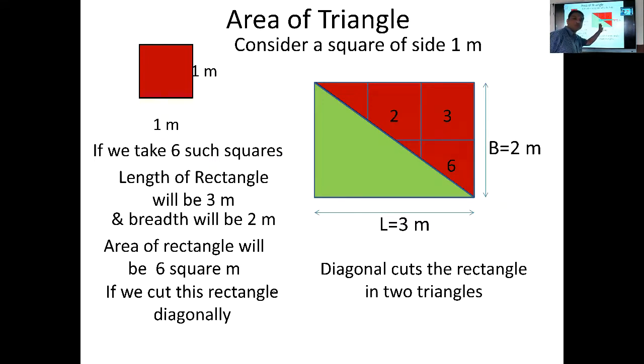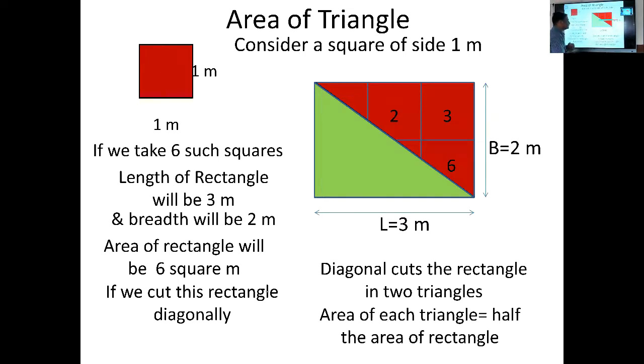And what will be the area of this triangle? Definitely the area of the rectangle, length times breadth, is 6. And we divided this rectangle into two equal triangles. So the area of this triangle will be half the area of the rectangle, that is half of 6, which is 3 square meter. So the area of the triangle is half of the area of the rectangle, and that is 3 square meter.